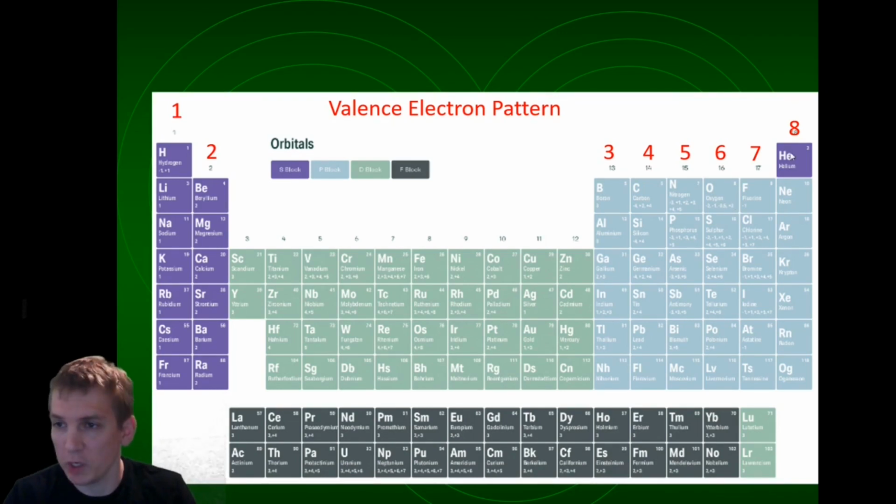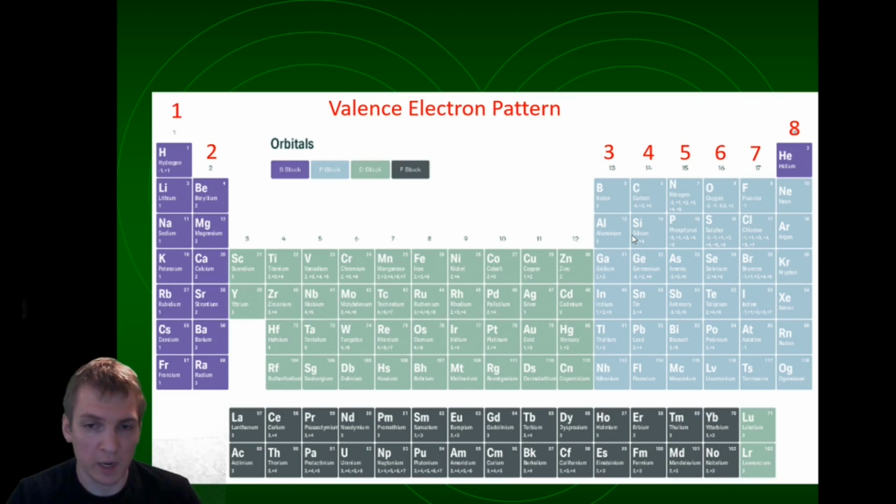Oftentimes, I get the question, why did we put helium in this corner right here instead of putting it right next to hydrogen? Well, it's because helium actually doesn't behave like any of these elements here. It actually behaves much closer to these elements right here. So that's why we put it there. Helium belongs with those on the far right. Those are called the noble gases, and we'll learn about those later.